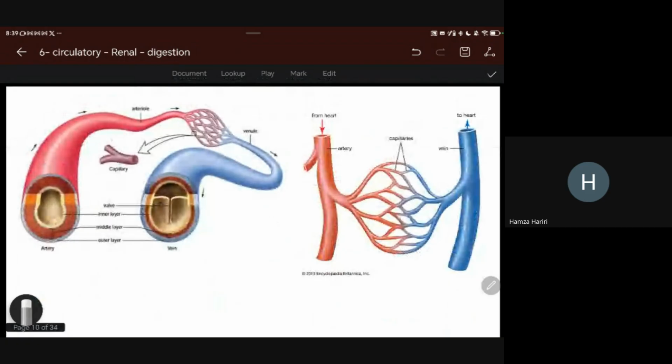Here, as you can see, the wall of the artery is thick, and the wall of the vein is thinner, and the diameter here is a lot smaller than the diameter here. And as you can see, these are the valves.